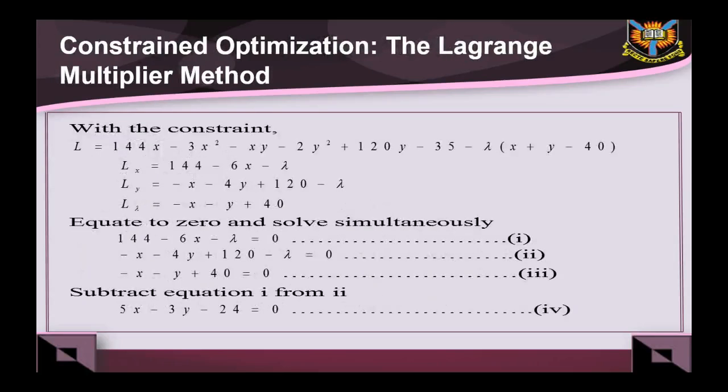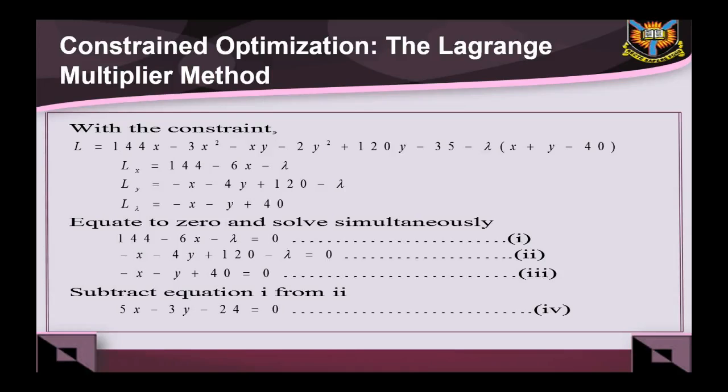With the constraint, L equals 144x minus 3x squared minus xy minus 2y squared plus 120y minus 35 minus lambda of x plus y minus 40. Lx equals 144 minus 6x minus lambda. Ly equals minus x minus 4y plus 120 minus lambda. L lambda equals minus x minus y plus 40. Equate to 0 and solve simultaneously.